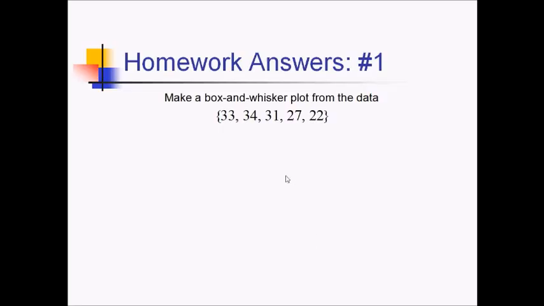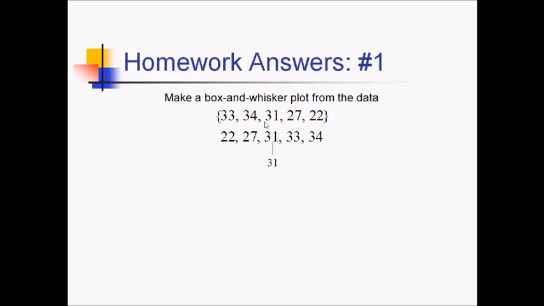For number 1, we're trying to make a box and whisker plot for this set of 5 data items. We'll start by putting these in order. So we've got 22, 27, 31, 33, and 34. It was almost in reverse order. And then we're going to get the median of the whole thing, which is 31.